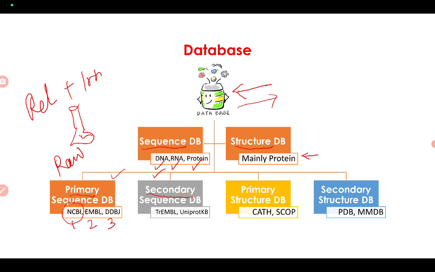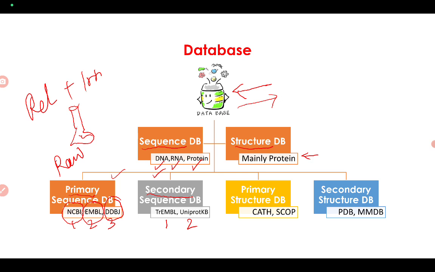NCBI, as I earlier told you, is National Center for Biotechnology Information. Second is European Molecular Biology Lab, and third is DDBJ, that is DNA Data Bank of Japan. In case of secondary sequence database, the most common one is TrEMBL and the second one is UniProt KB. TrEMBL means Translated European Molecular Biology Lab, while UniProt means Unique Protein Knowledge Base.